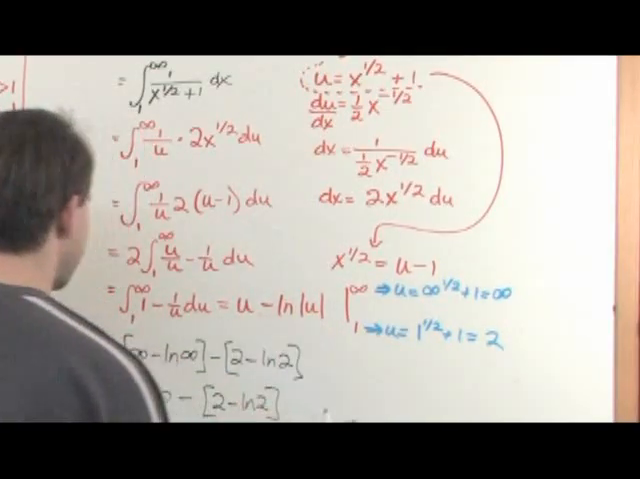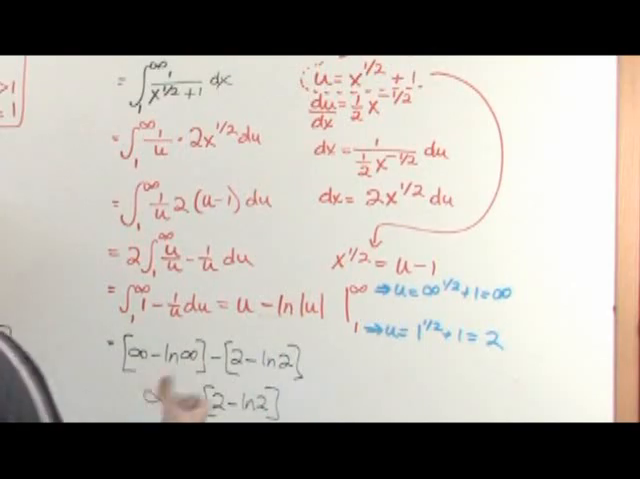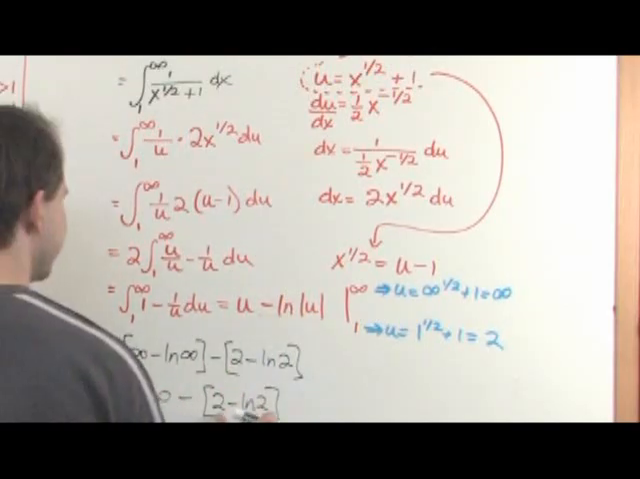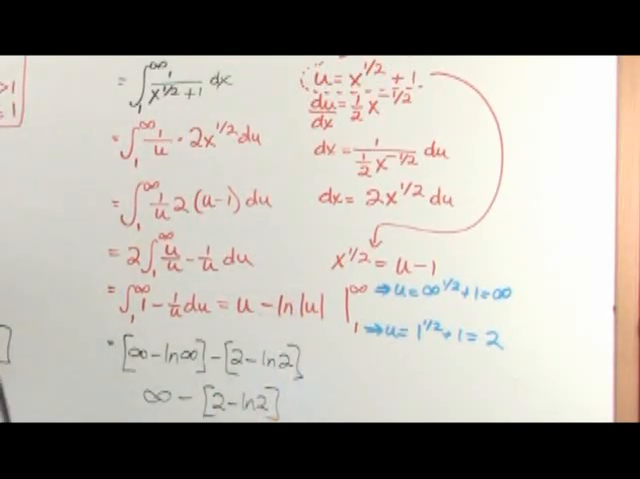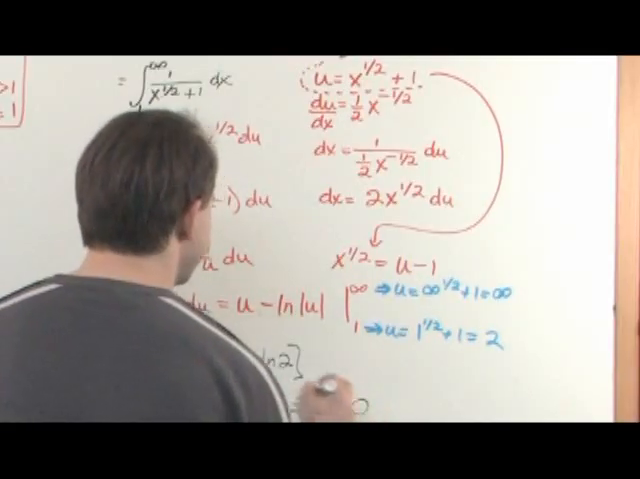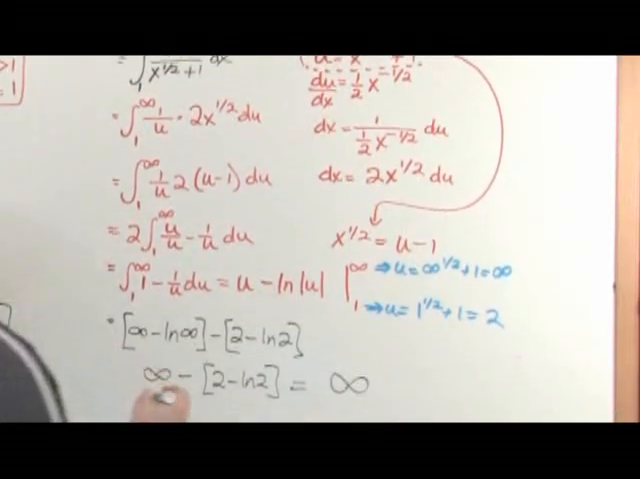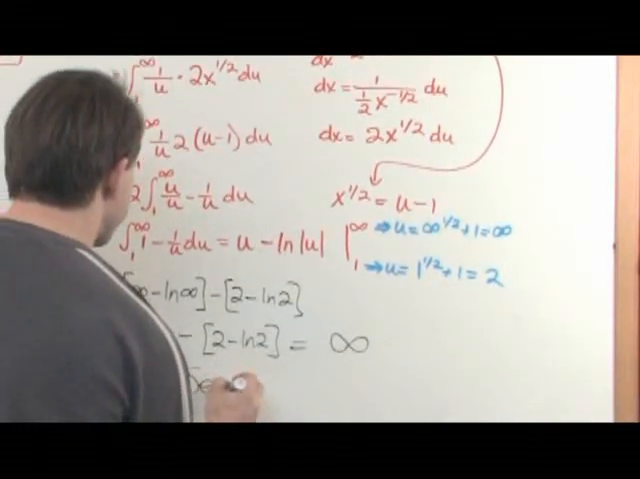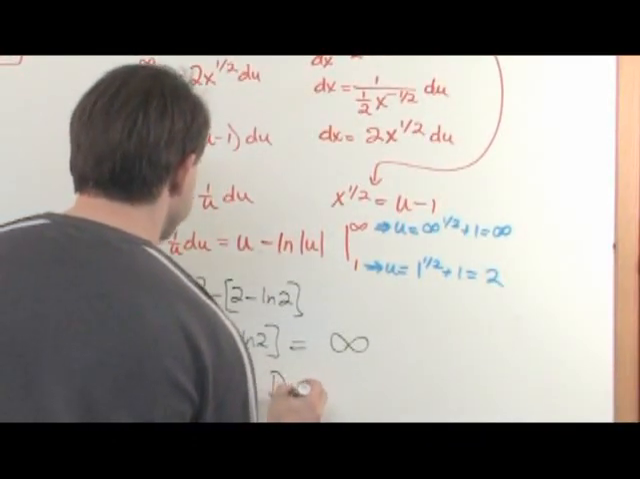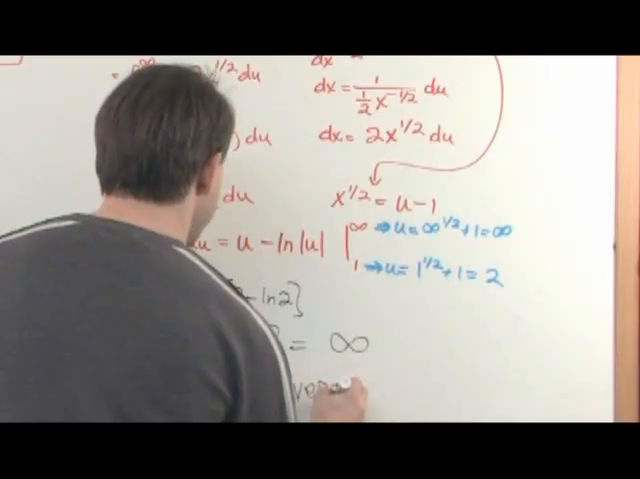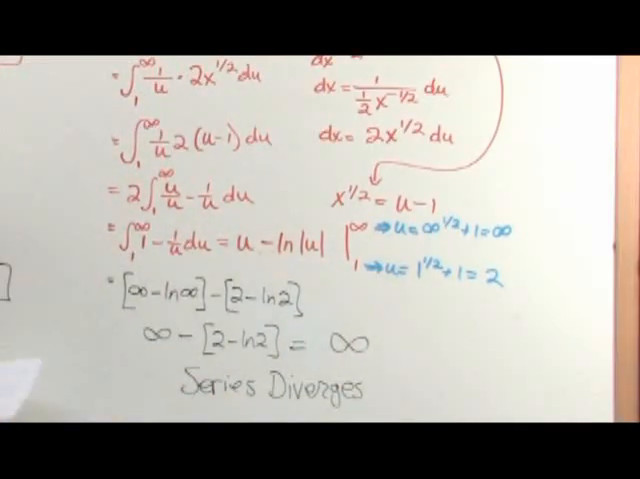Well, at this point I can kind of stop, because I have infinity, which is an incredibly large number. It's infinity minus some finite number. This is just a number. So this integral is equal to infinity. So this integral diverges. So because the integral diverges, the series diverges. And it diverges because this integral does not converge to a number.